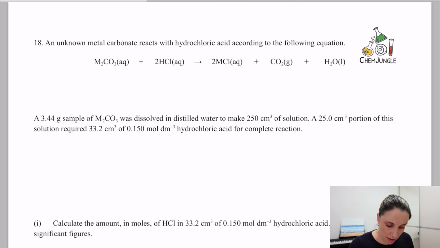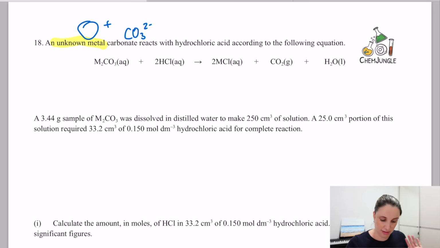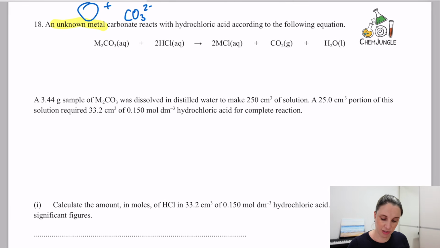So they're saying an unknown metal carbonate. So I know it's a carbonate, so I know it's got the CO3 2-, but I don't know what the positive ion is with it. I don't know what that metal is that's combining with it. An unknown metal carbonate reacts with hydrochloric acid according to the following equation. So this is metal carbonate plus acid gives salt plus CO2 plus water. Pretty standard reaction overall.